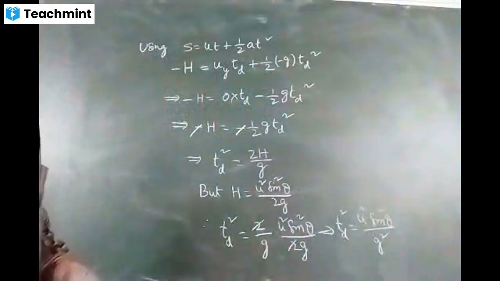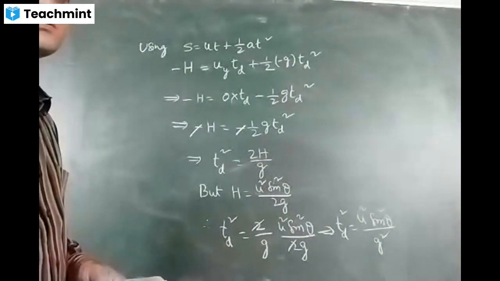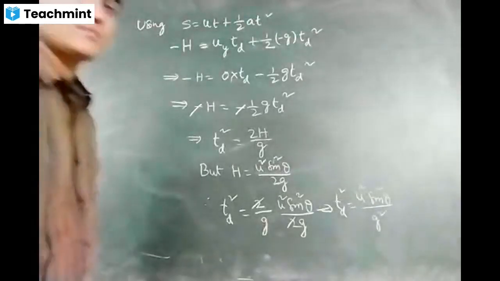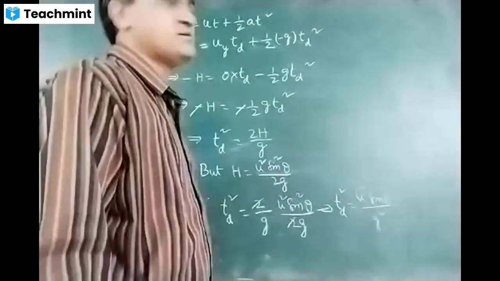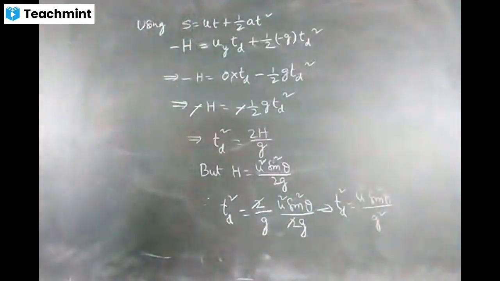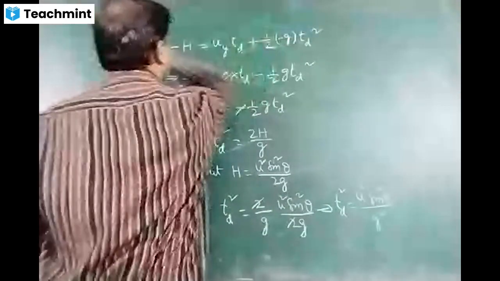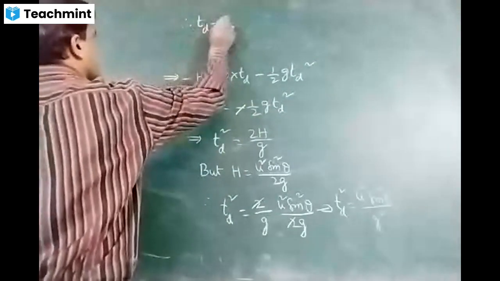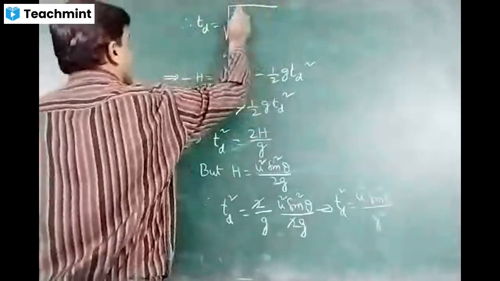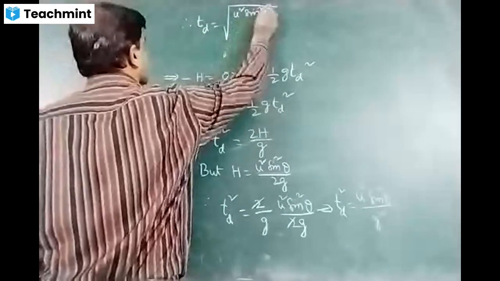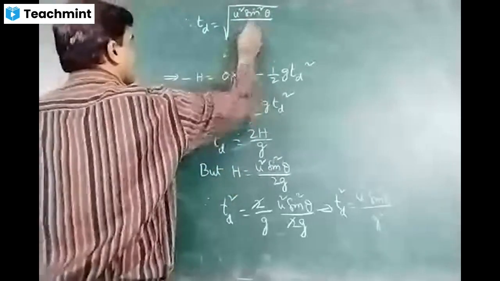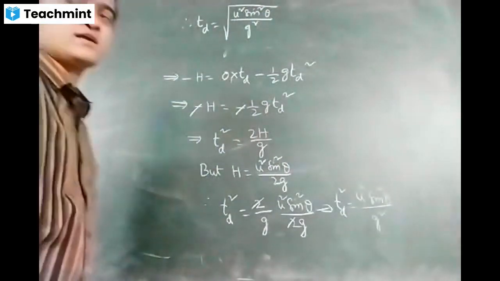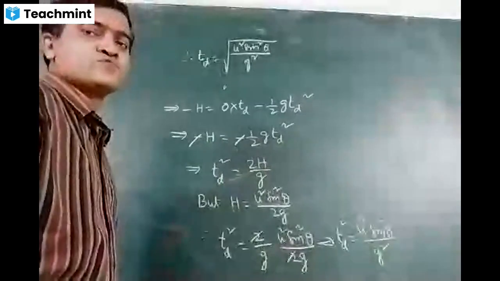Now what will I get as the value of time of descent? This is the value of td square. I want td, so taking the square root, I can write td is equal to square root of u square sine square theta upon g square. Finally you will get td is equal to u sine theta by g.